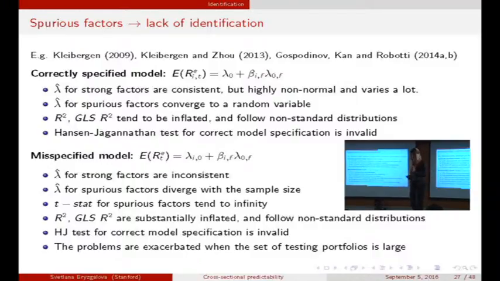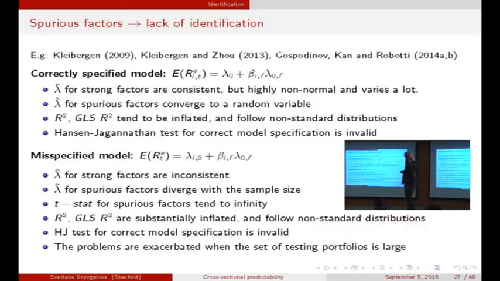Now, by correct specification, I mean the case where all the cross-sectional differences between stocks, portfolios, are fully explained by their exposure to those risk factors that you have in mind. For instance, three factors or four factors. So once you get those betas right, there are no cross-sectional differences. Okay? That's going to be the right model.